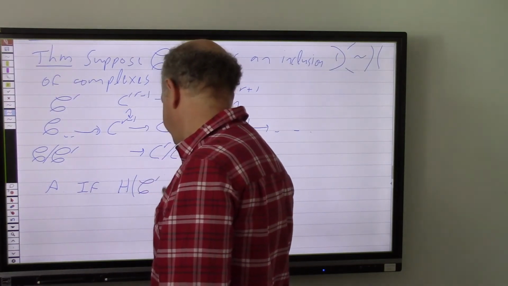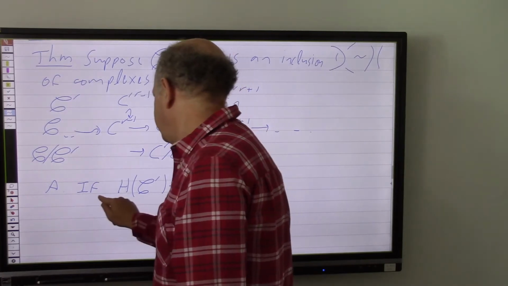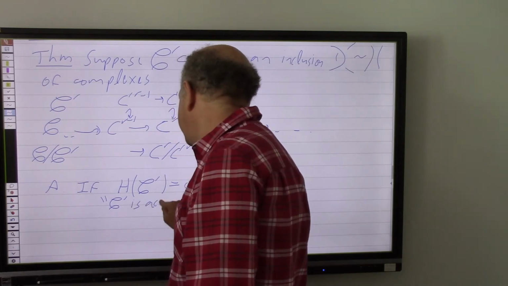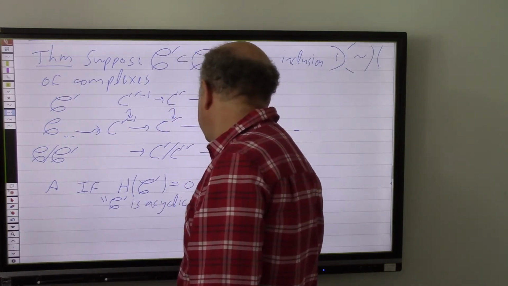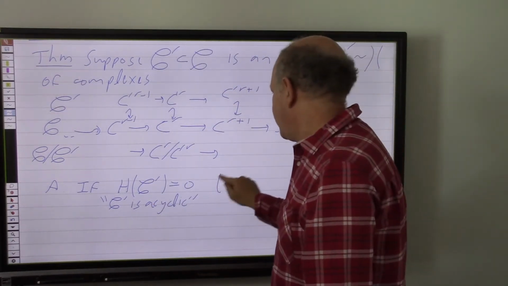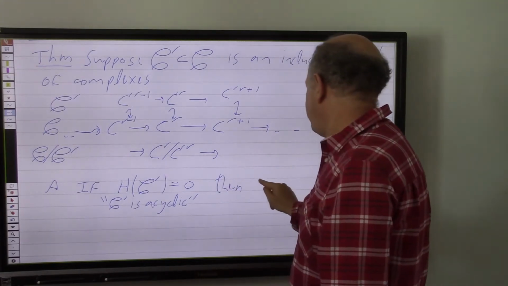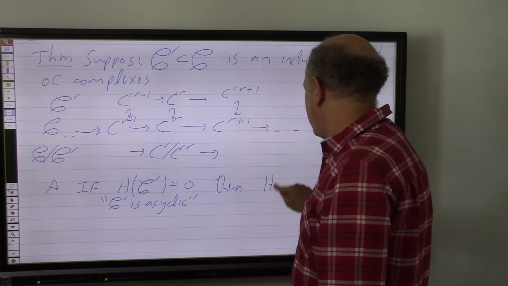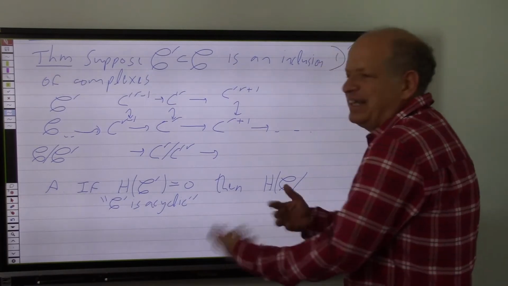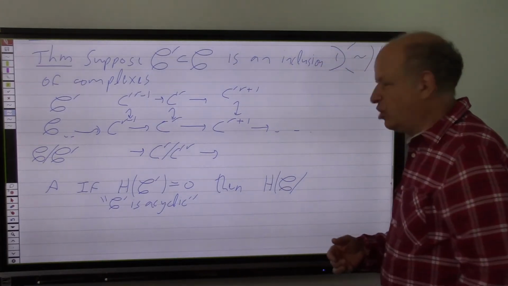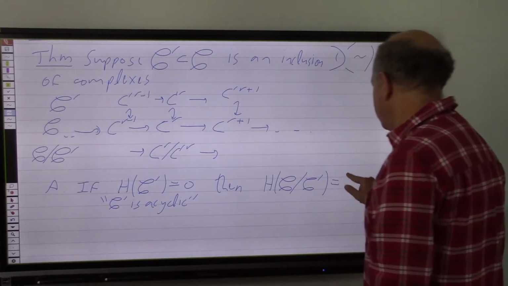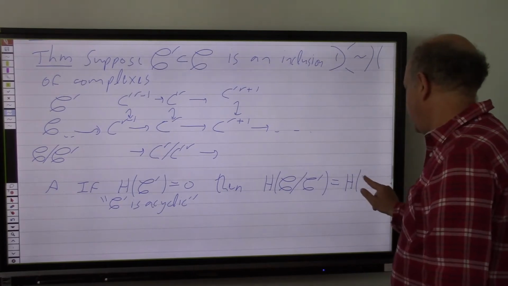the homology of C prime is equal to 0, and linguistically we say that C prime is acyclic. Okay? So if the homology of C prime is equal to 0, then cancelling out C prime doesn't change the homology. So the homology of C modulo C prime is equal to the homology of C.